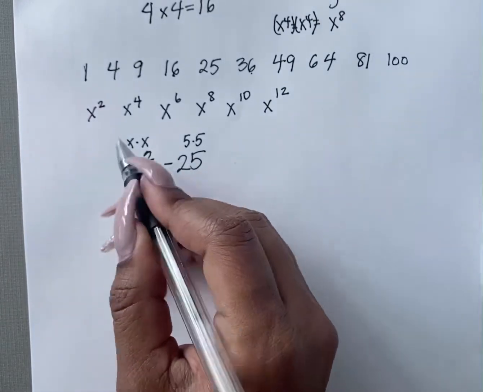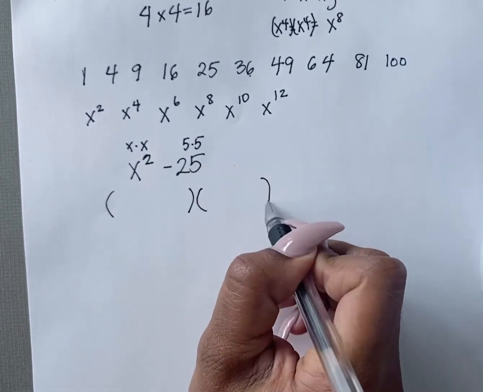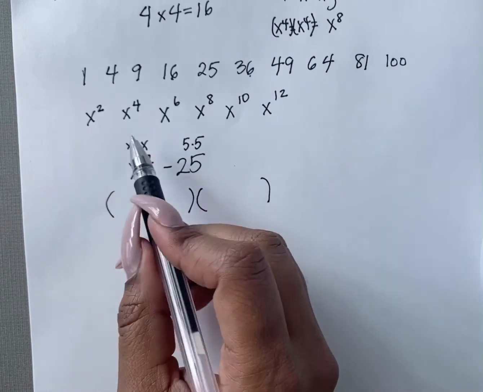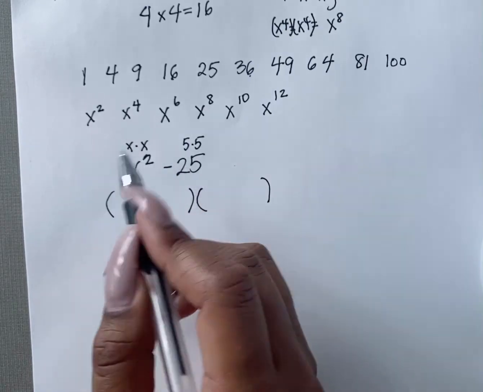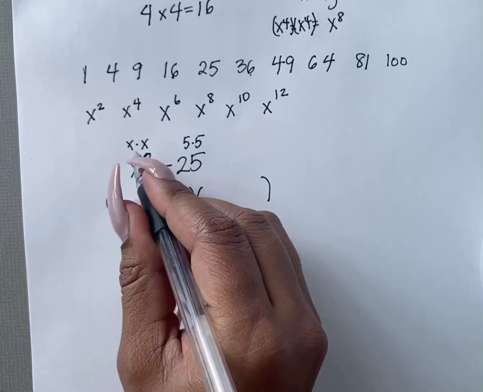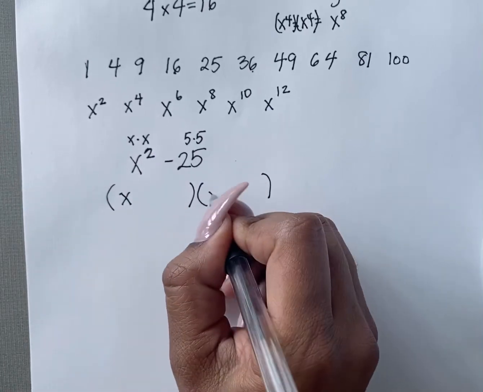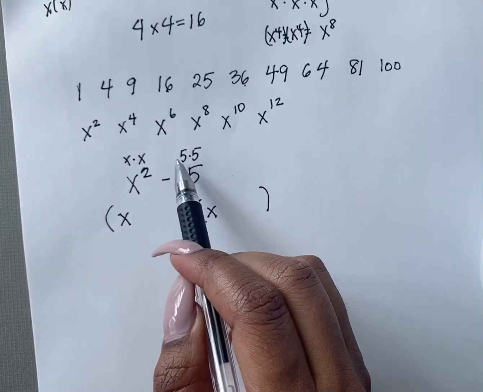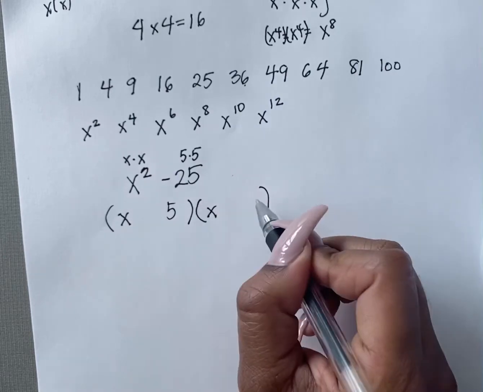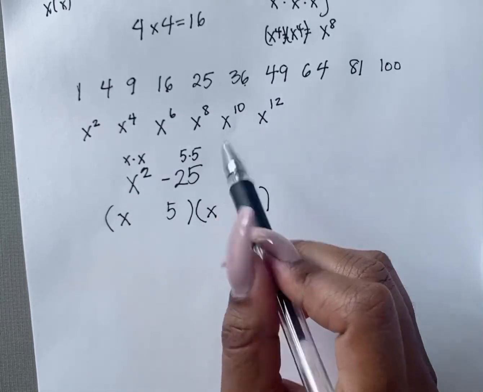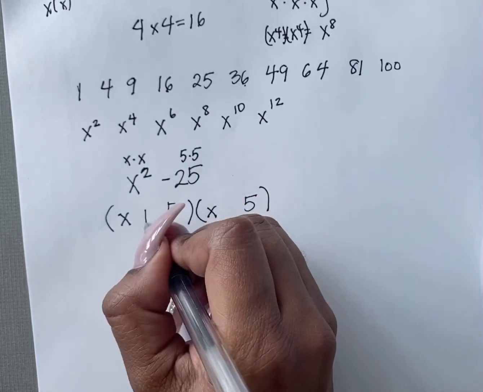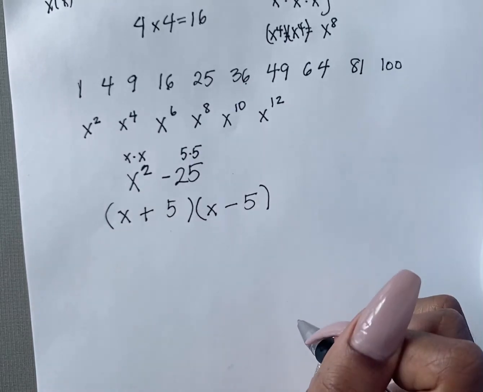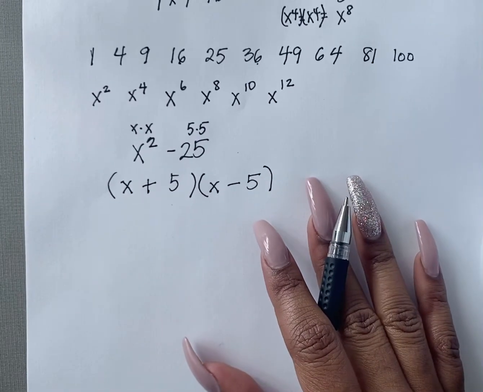When you go to factor, the two factors multiplied together to get x squared go in the front. So I have an x and an x, and I have 5 and 5. When you have the difference of perfect squares, one gets a plus and one gets a minus. And that's how you factor the difference of perfect squares.